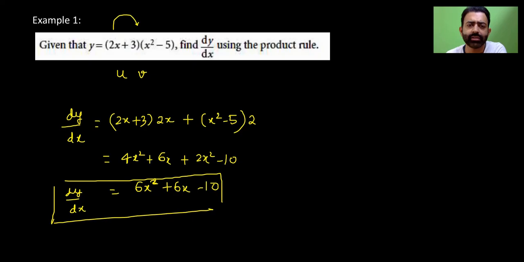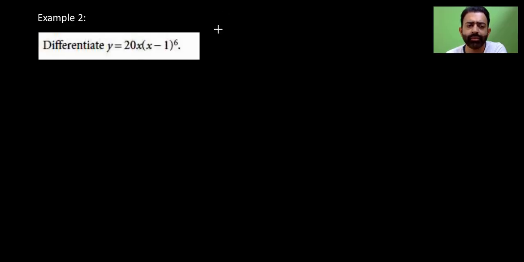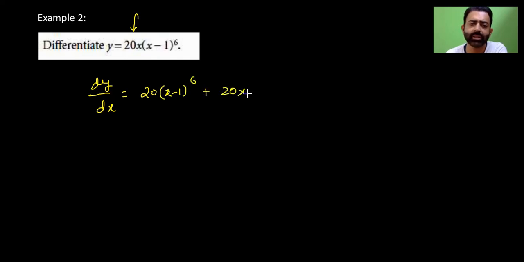Okay, let us take another example. We have to differentiate y is equal to 20x into x minus 1 raised to power 6. Again, the first function is 20x, the second function is x minus 1 raised to power 6. So its derivative is: the first function differentiated keeping the second function as constant. The derivative of 20x is just 20, with x minus 1 raised to power 6 as it is, plus now you have to keep the first function as it is and then differentiate x minus 1 raised to power 6.